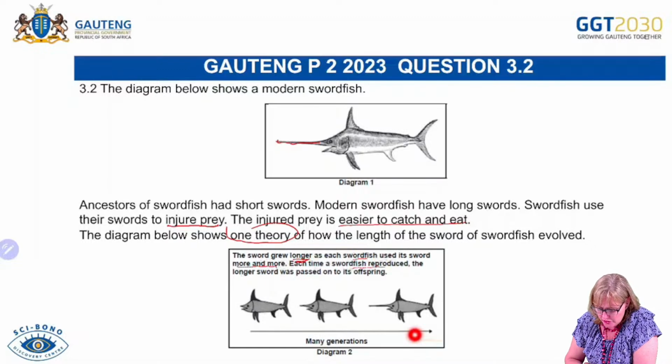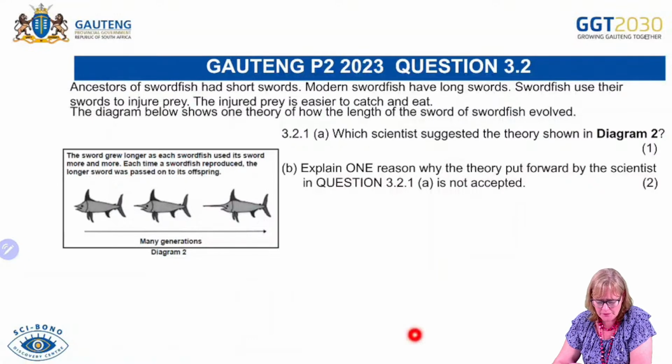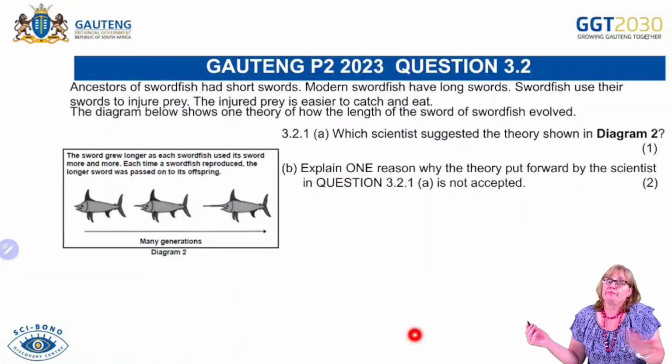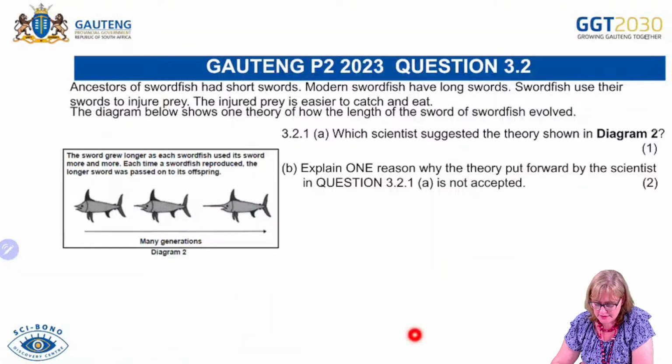Each time the swordfish reproduced, the longer sword was passed on to the offspring. And you can see here, as he used it more, the swordfish's sword became longer. Right, so obviously that's a Lamarckian statement. So, which scientist suggested the theory shown in diagram 2? Just said the answer, nay. Lamarck. Darwin definitely didn't say that.